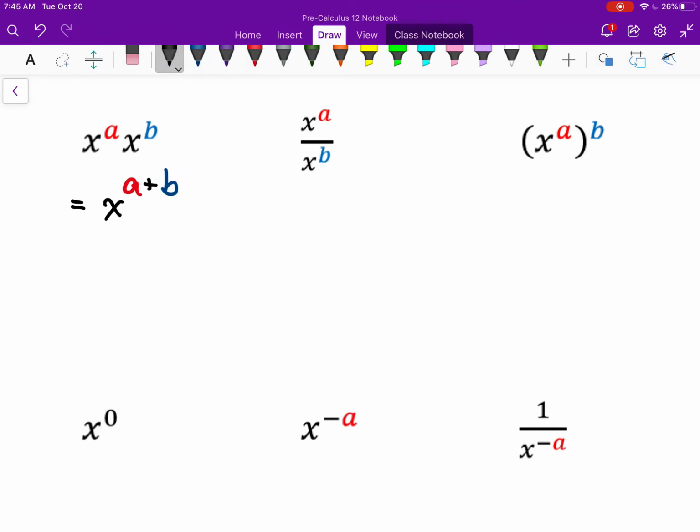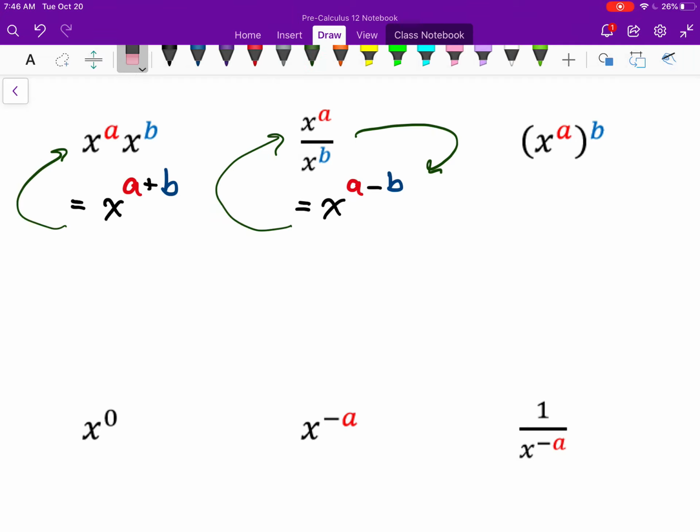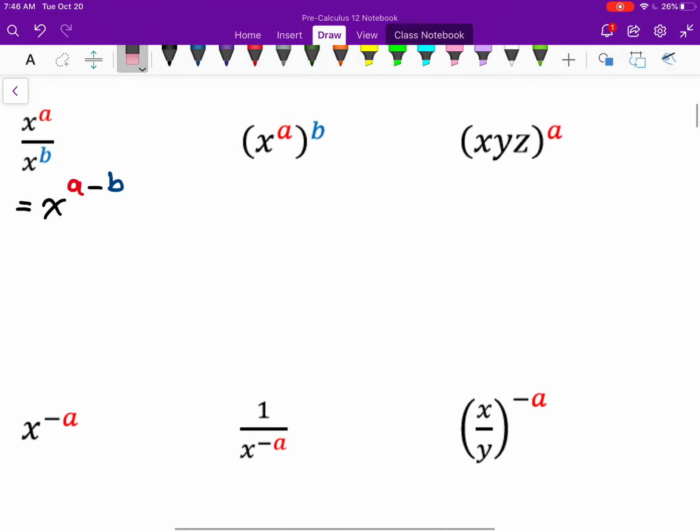If you're dividing powers of the same base, you can subtract your exponents, same as x to the power of a minus b. And keep in mind, for all of these, you can look at them either way. Quite often students look at this as going one direction only, but you can also look at it this way. For all of these, you can rewrite exponential expressions in many ways. If I have one power raised to another, that's the same as multiplying the exponents, so x to the power of ab.